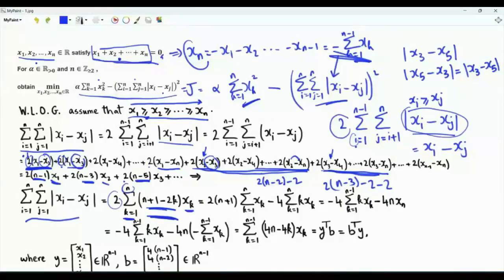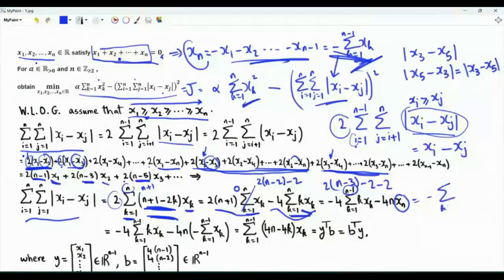If we go back to this summation, we can first separate this into n plus 1 times the summation minus 4 times the summation k from 1 to n of k xk. This term goes away because the summation is equal to 0. Then we can exploit this fact by isolating the nth term. This can be written as minus 4 summation k from 1 to n minus 1 of k xk. The nth term is minus 4 n xn, which can be written as above here as minus summation k from 1 to n minus 1 of xk.